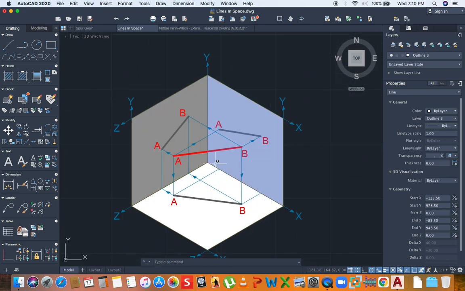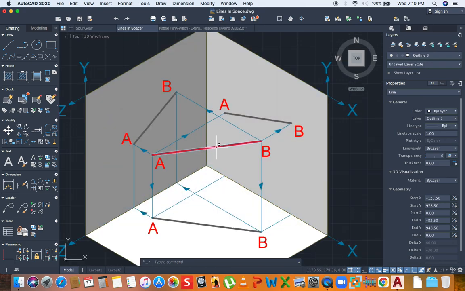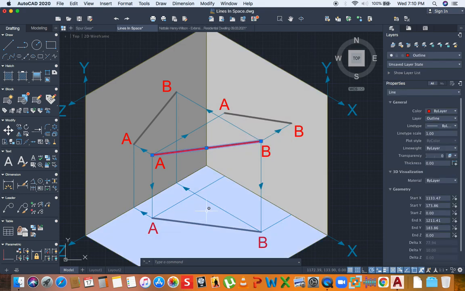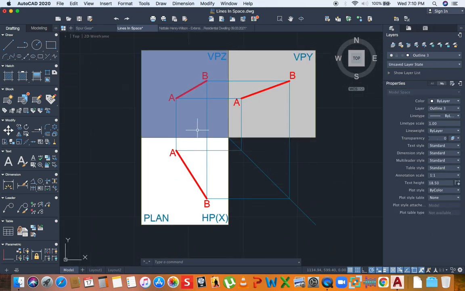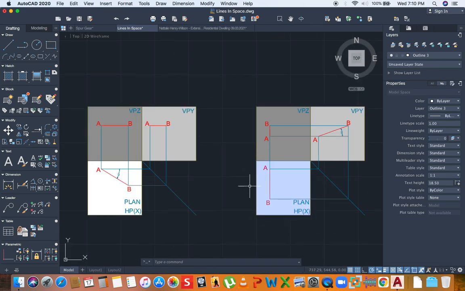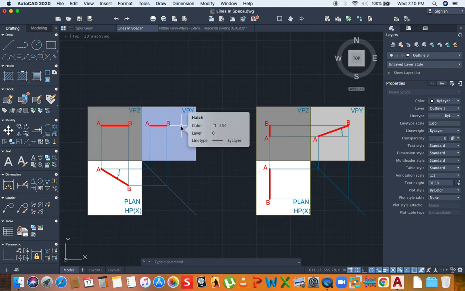So if you look at this line right here, this is one of the lines that I was talking about. It does not reflect the true length on either the vertical planes or the horizontal plane, right? And as such, you will see it being reflected like this. So none of the views are showing this line as a straight line. In none of the views are the lines parallel or perpendicular to our axis. These are parallel to the vertical axis, these are parallel to the horizontal axis.